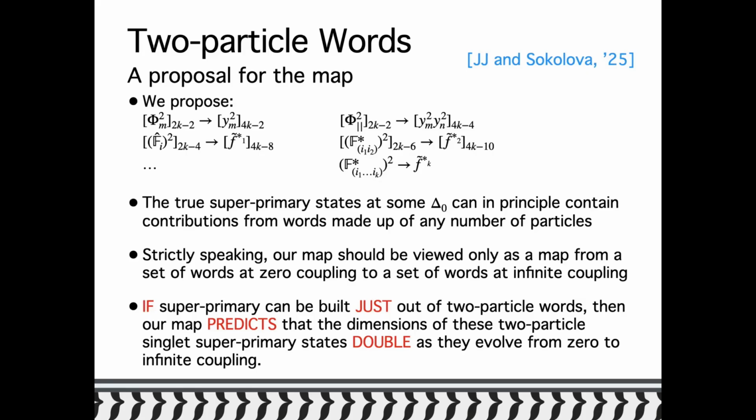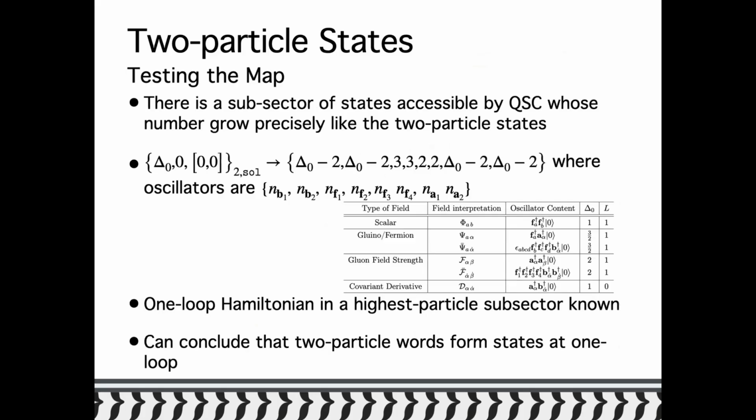But if the superprimary can be constructed just out of two-particle words, that is, if two-particle words are two-particle states, then our map indeed predicts that the dimensions of these two-particle singlet superprimary states will double as they go from zero to infinite coupling. Only if that's the case does this map make this prediction. But okay, let's actually see what we get.